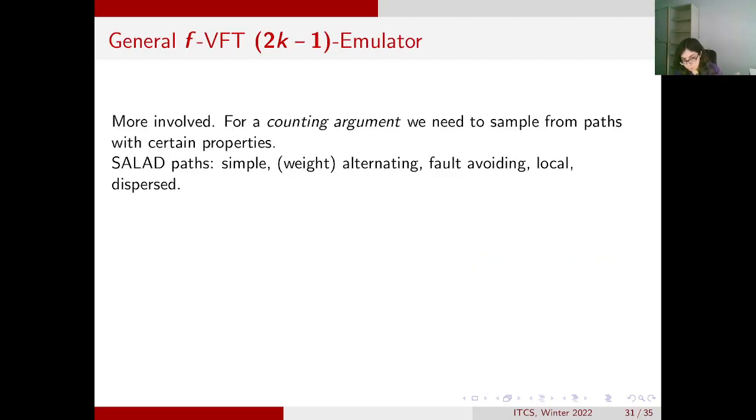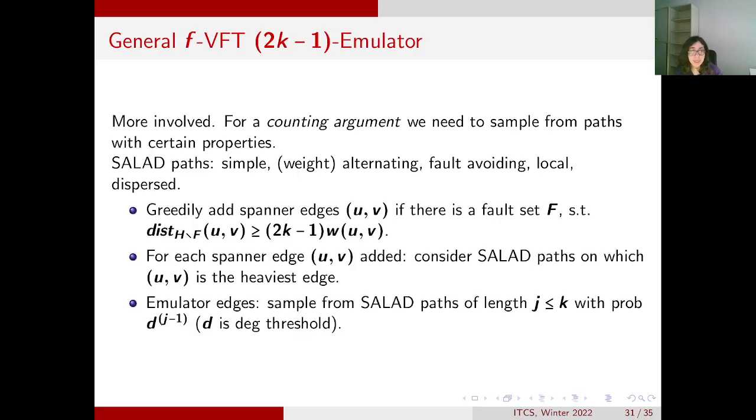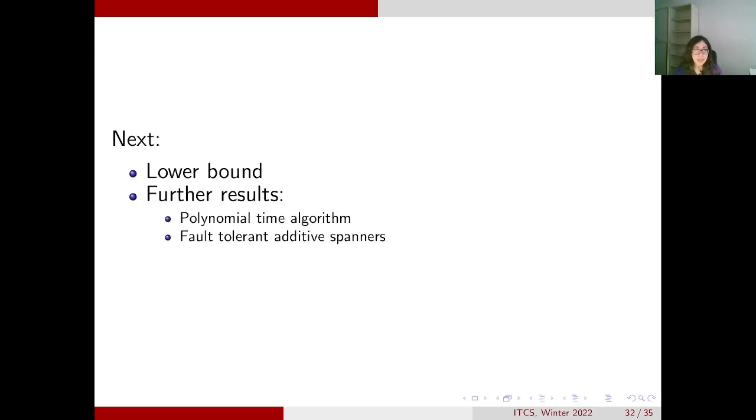Of course, we wanted to also give an algorithm for general K. I won't get into details of it because it's more complicated. We have to define a certain set of paths with certain properties, and then the sampling probability will depend on the length of these paths. I skipped this algorithm for this talk, but let me finish with some remarks on lower bounds and polynomial time construction.